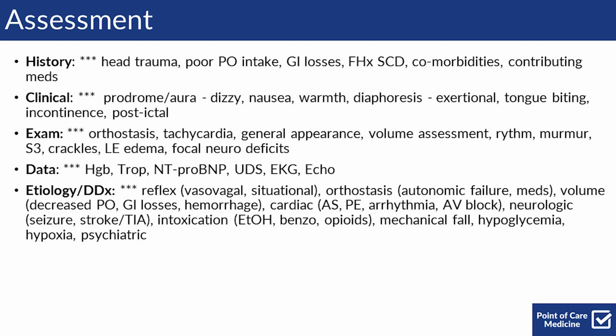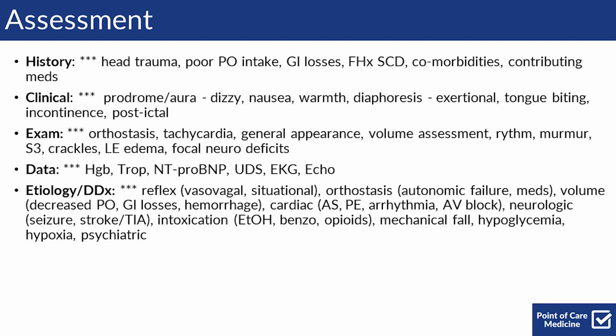Data that you can start to incorporate into your assessment is a hemoglobin, are they anemic, potentially losing blood, troponin or an NT-proBNP to suggest cardiac etiologies, a urine drug screen if you're concerned, an EKG to look for any underlying obvious arrhythmia, and you can also consider an echo if you're worried about this being cardiac.